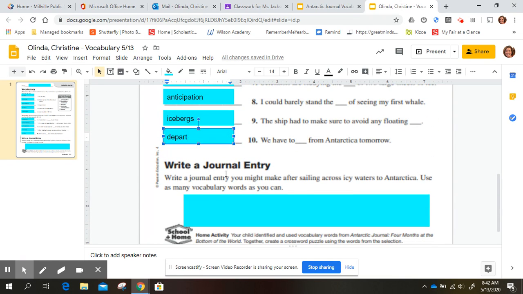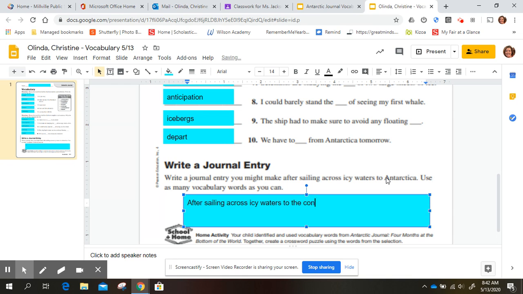At the bottom, you have to write a journal entry. Write a journal entry you might make after sailing across icy waters to Antarctica. Use as many vocabulary words as you can. So you'll click here in the box and you can be typing. And I'm going to just restate what it says here in the directions. After sailing across icy waters to the, and then I'm going to add that vocabulary word, continent, Antarctica. I didn't spell it right, Antarctica.